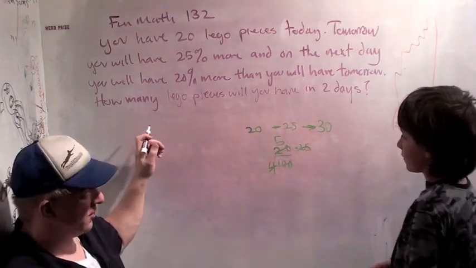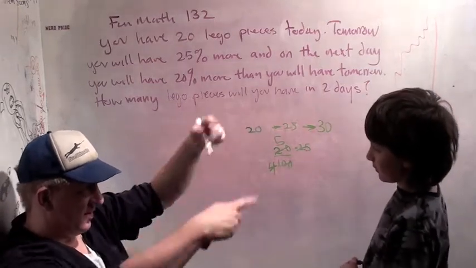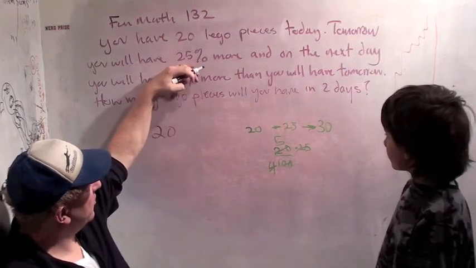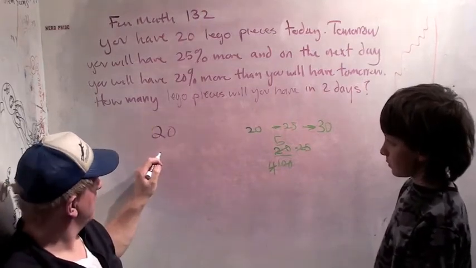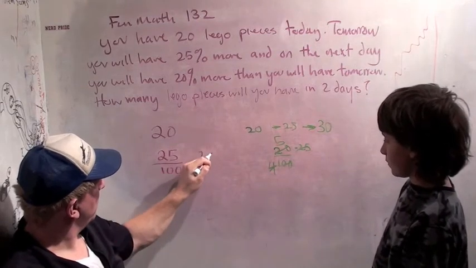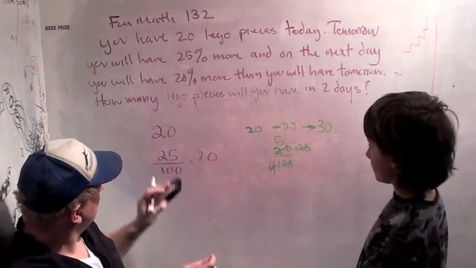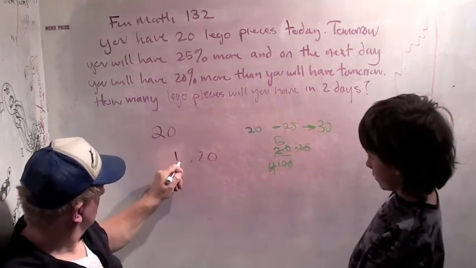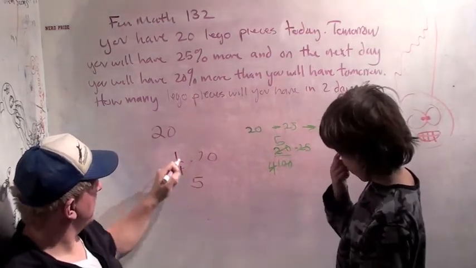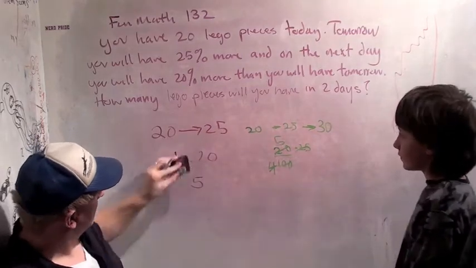So let's see where the actual work comes from, okay, instead of just doing it in the air. I start out with 20, then I have to figure out what 25% of 20 is. Okay, so 25 over 100 times 20. Now, what is 25 over 100 as a fraction? 1/4. Or 1/4 times 20 is 5. Okay, so that's how I go from 20 to 25, like you've shown over here.